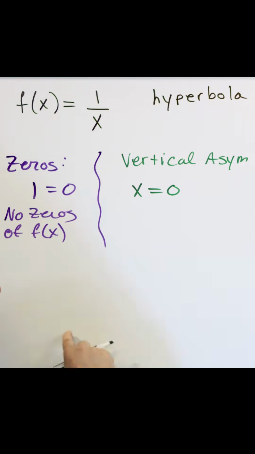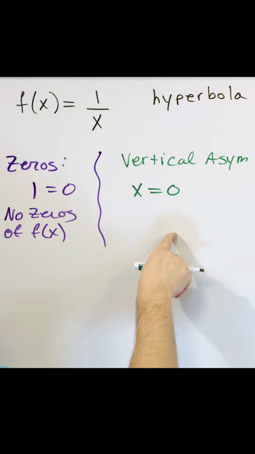So in our coordinate grid, when we draw this, if we put a dotted line right on top of the kind of the y-axis there, that's the vertical line x is equal to 0, the function will never cross that point. It'll just go to infinity at that point.